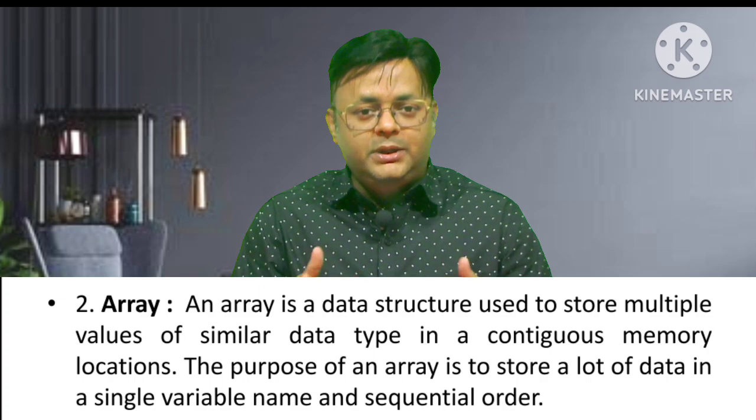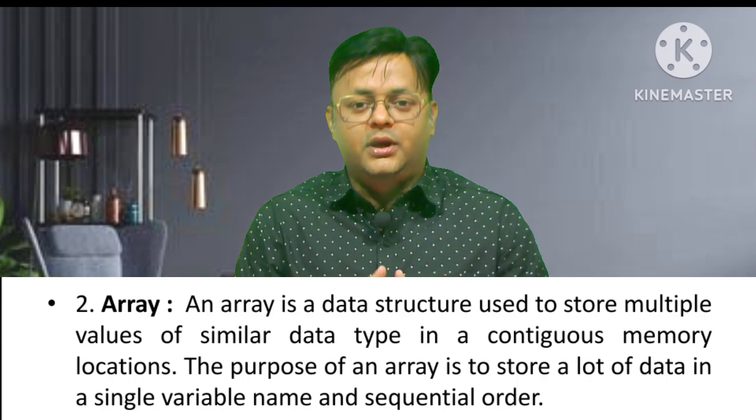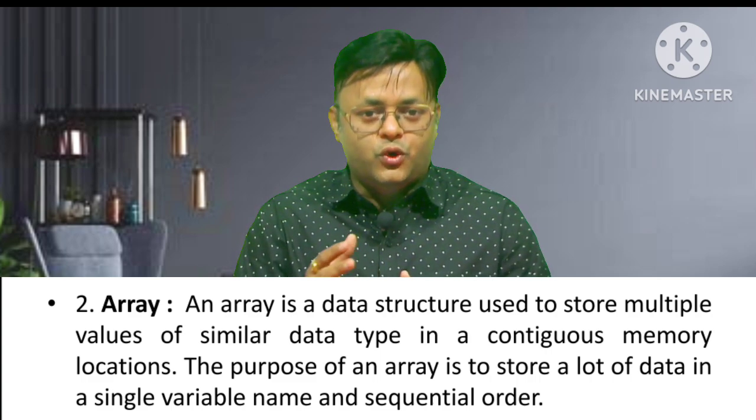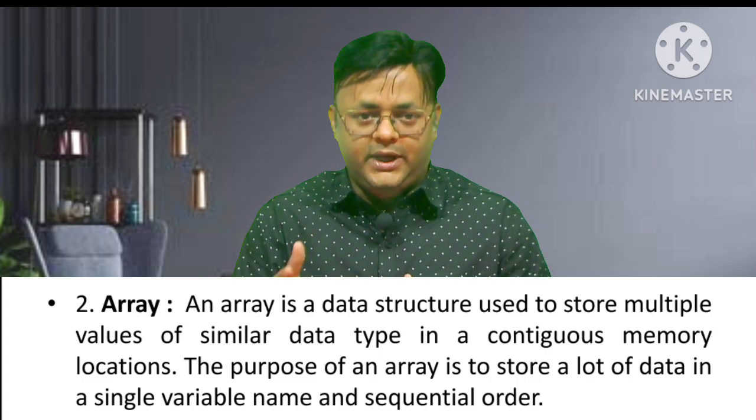The second one is array. An array is a data structure which is used to store multiple values of similar data type in contiguous memory locations. The purpose of an array is to store a lot of data in a single variable name and in sequential order. Unlike other variables that we have discussed which were capable of storing a single value, an array is capable of storing multiple values of similar data types. The syntax of array is data type followed by array name and in brackets the array size.